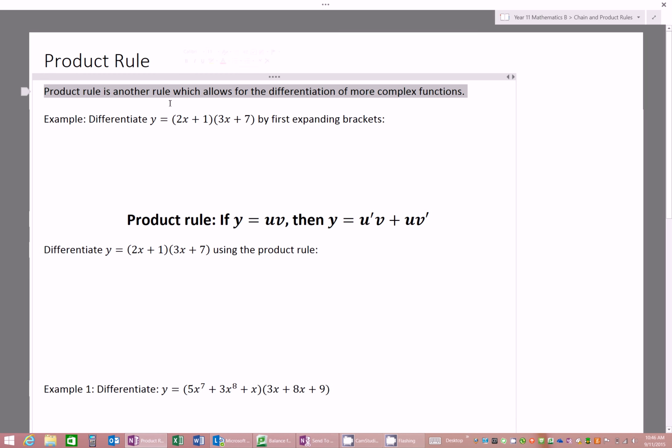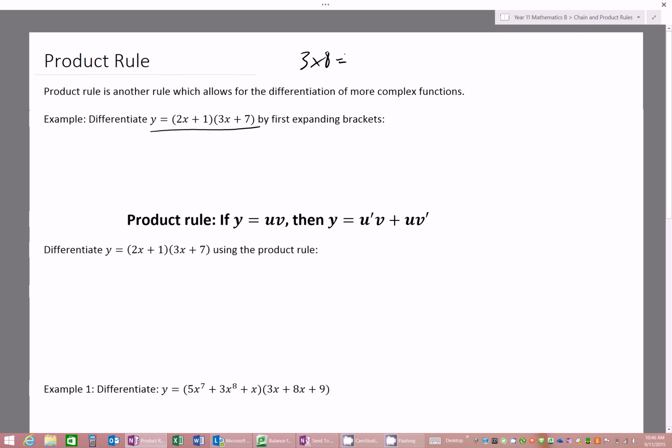Product rule is another rule which allows us to differentiate more complex functions. We'll show how product rule works just using an example. So we'll use this first example where there's two functions multiplied together. Product means multipliers. 3 times 8, you say the product of 3 and 8 is 24.